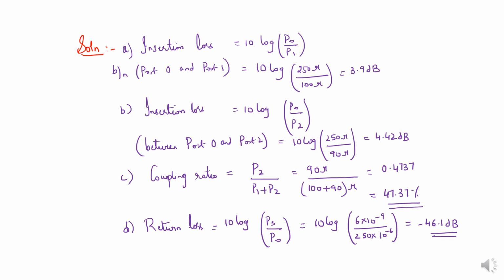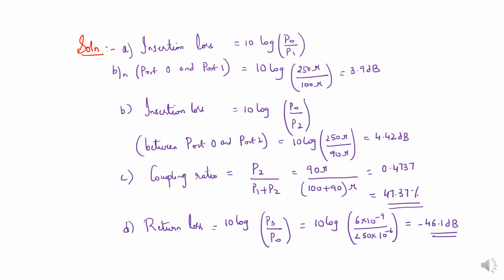Similarly, in the second, they have given a path between 0 and 2. It means port 0 to port 2, where port 0 is considered as the input port and port 2 as the output port. So 10 log of P0 by P2. If we substitute the given values, we get 4.42 dB.